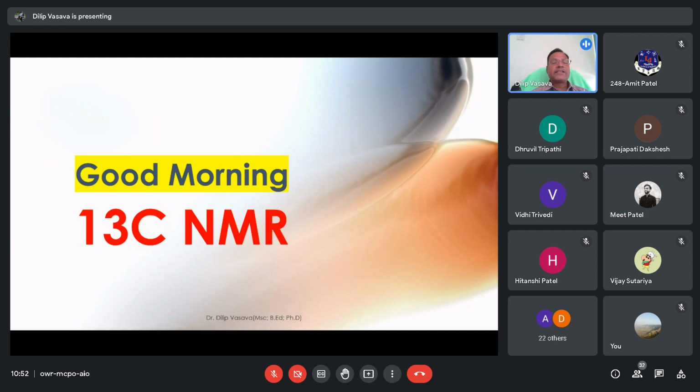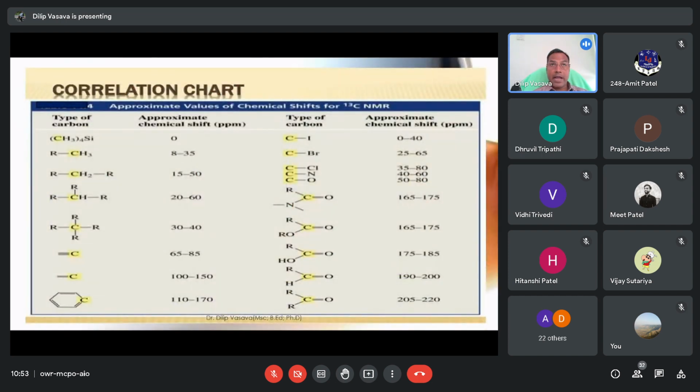So in 1H NMR, the delta ppm range is 0 to 12 ppm, but the abundance of carbon is more on the planet. That is why the range of 13C is very high in comparison to 1H NMR. And here you can see that the range of 13C NMR is 0 to 220, whereas in 1H NMR it is 0 to 12.